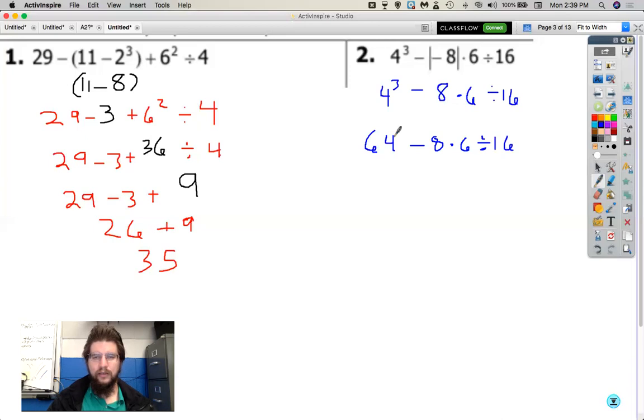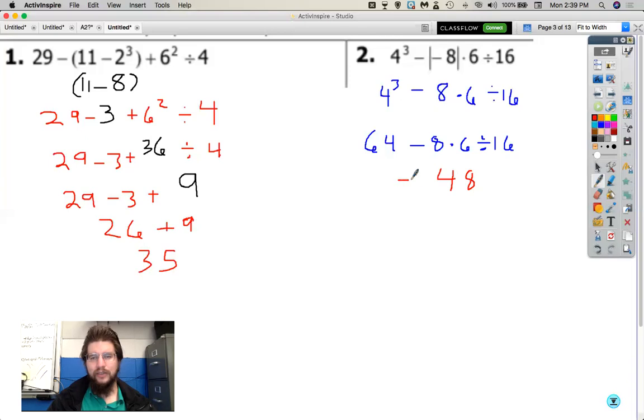All right, parentheses, none. Exponents, none. Multiplication, division, yes I do. Let's do it from left to right. So I have this -8, or 8, however you want to look at it, times 6. Well, 8 times 6 is 48.